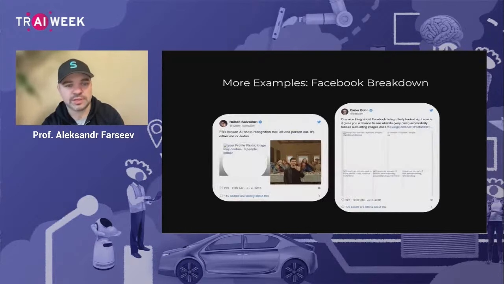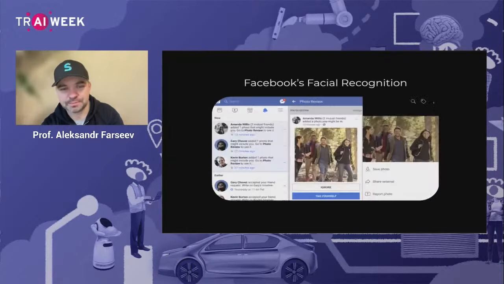And just a few more examples. On the left, a person is making fun that in his selfie, one of the people was missed out. He's saying he's a hemo Jesus. One of the people has not been counted because it's only 6 people in the image instead of 7. And on the right side, people are also making fun of this, right? That Facebook breakdown and object detection.